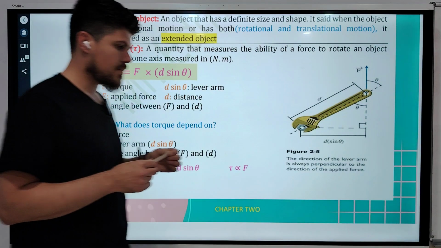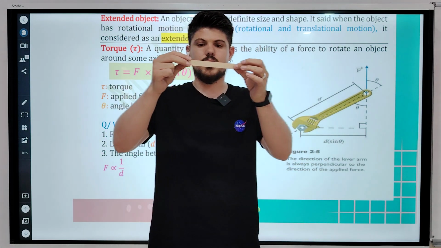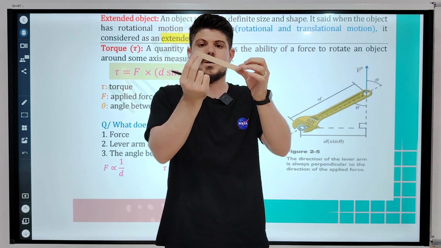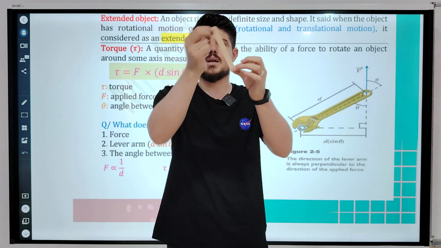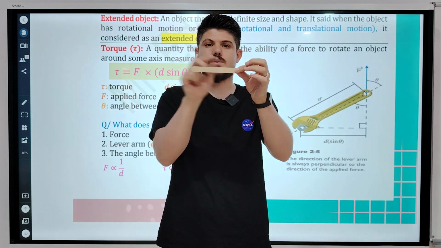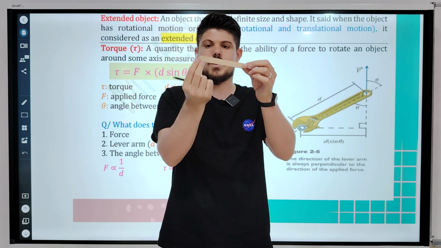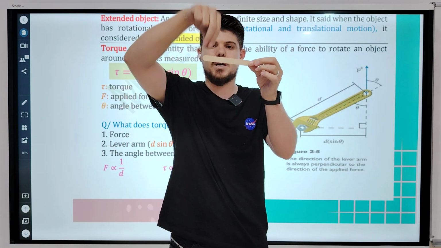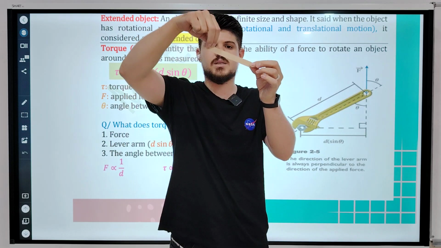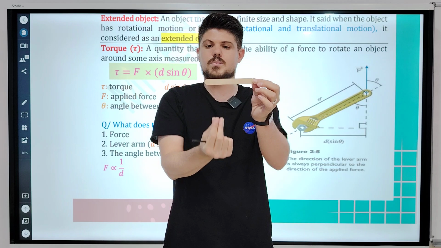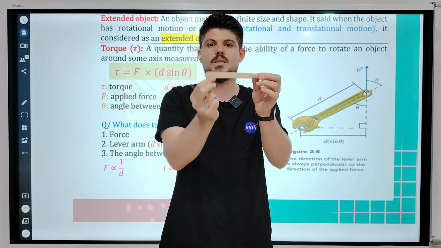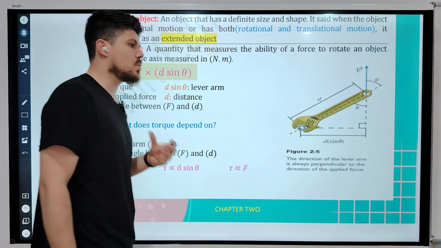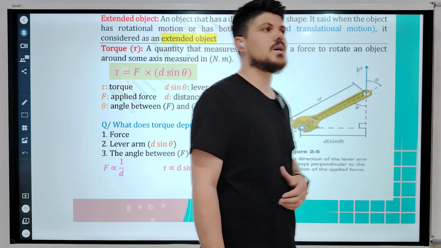For example, this beam, this rod. If you apply a force, what happens to the beam? It rotates. This point is the axis of rotation, and when we apply force on this rod, the rod tries to rotate. In the case when the force is applied from above, the object is rotating clockwise. But from below the rod, the object is rotating counterclockwise. So when any force rotates an object, torque is produced.